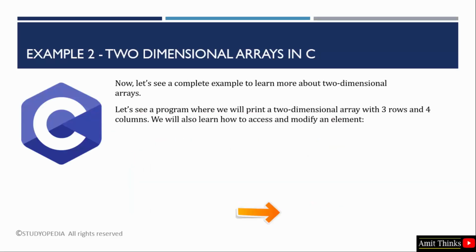Now let us see an example to create a two-dimensional array in C language. We will create an array that will be having 3 rows and 4 columns. We will also initialize that array and also print it using for loops. After that we will also access and modify any of the elements in it so that you can understand how to work with two-dimensional arrays. Let us start.